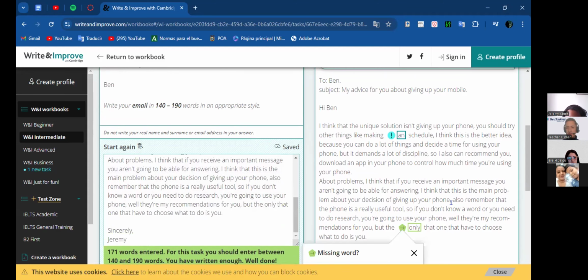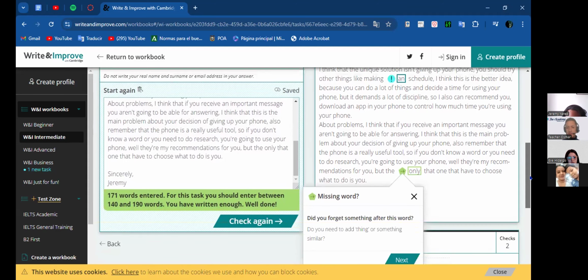But the only one. Ah, okay. You know, after only is that. But the only one, después de only, no debería ir that, sino one. Bórrale ese that. Excellent, okay? That has to choose what to do is you.